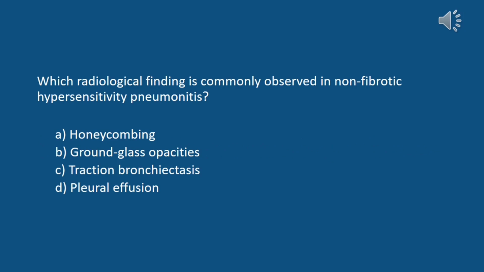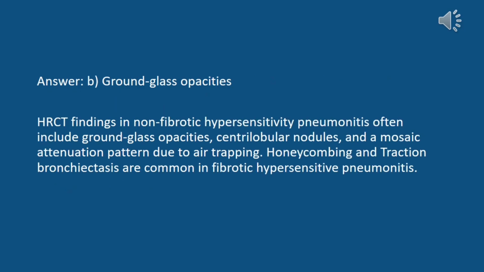Which radiological finding is commonly observed in non-fibrotic hypersensitivity pneumonitis? A. Honeycombing. B. Ground glass opacities. C. Traction bronchiectasis. D. Pleural effusion. Answer: B. Ground glass opacities. HRCT findings in non-fibrotic hypersensitivity pneumonitis often include ground glass opacities, centrilobular nodules, and a mosaic attenuation pattern due to air trapping. Honeycombing and traction bronchiectasis are common in fibrotic hypersensitive pneumonitis.